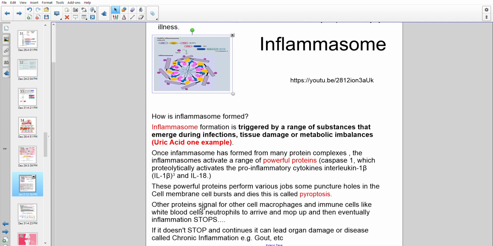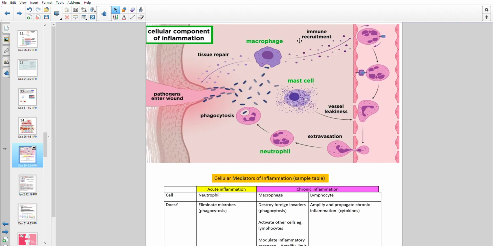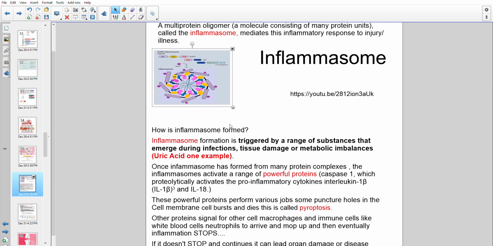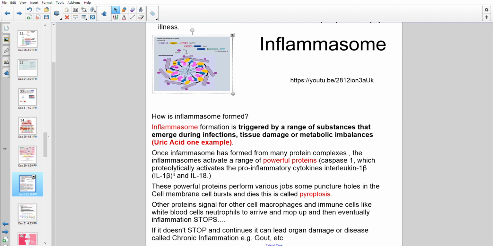Now, other proteins, apart from those that make the cell leak, have released, and they signal the macrophages and the immune cells and the white blood cells, neutrophils, to arrive and mop up and eventually it stops. So in other words, these cytokines signal these guys to come along, this one, and that one, and they do their job. All right? Now, so getting back to this, and it stops. And that's what you want it to do. Once the danger has been removed, you want the inflammation to stop.